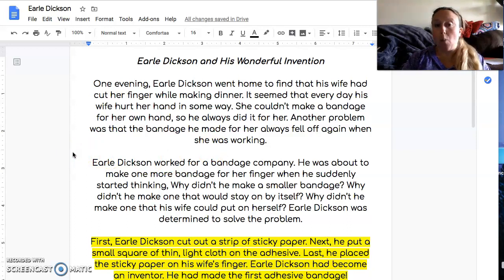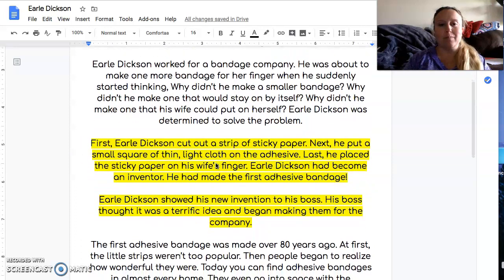It happened to be that Earle Dickson worked for a bandage company. He was about to make one more bandage for her finger when he suddenly started thinking, why didn't he make a smaller bandage? Why didn't he make one that would stay on by itself? Why didn't he make one that his wife could put on herself? Earle Dickson was determined to solve the problem.